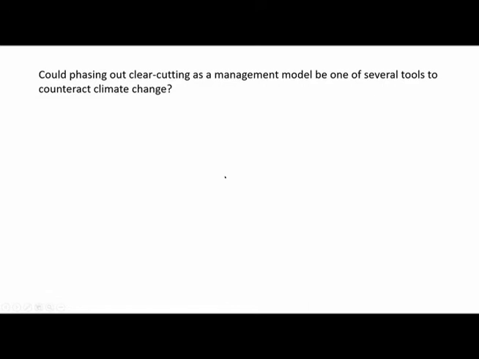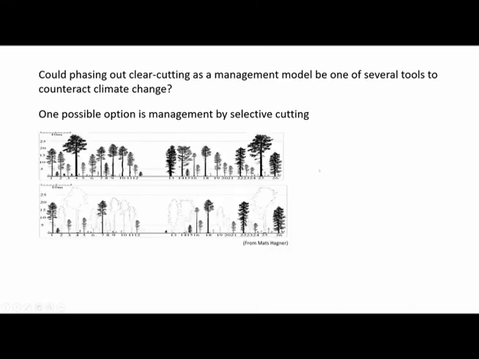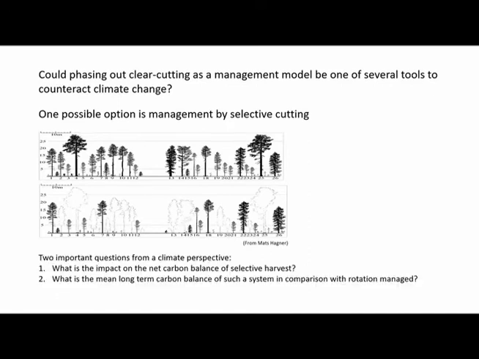So one question is, could phasing out clear cutting as a management model be one of several tools to counteract climate change? And one possible option, as we have discussed here also, is management by selective cutting, as you know how that works. Just pick out some trees and leave a large portion of the trees staying in the forest.